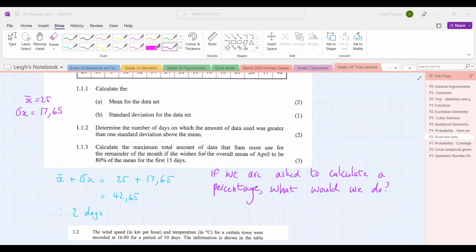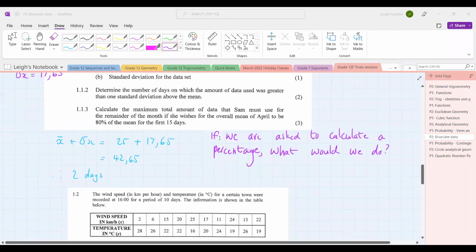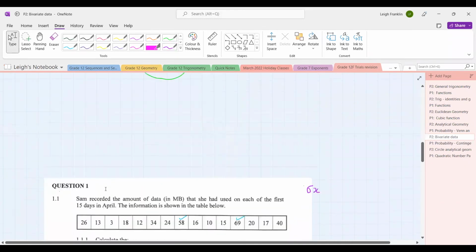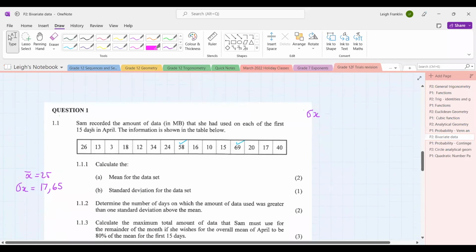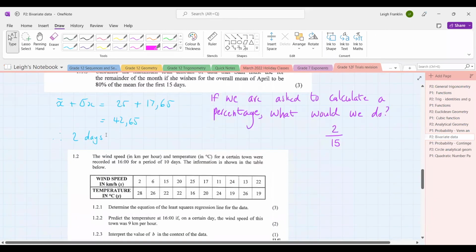Okay, so no, unfortunately not, Ibrahim. If they asked us to calculate the percentage of the number of days where the amount of data that was used was greater than 1 standard deviation of the mean, we have 2 days out of 15. Okay, so they told us that it was 15 days, the first 15 in April. So 2 days out of 15, and that's what you would multiply by 100, if they wanted a percentage.